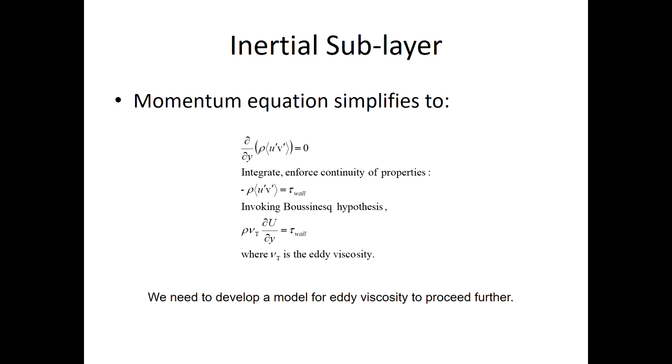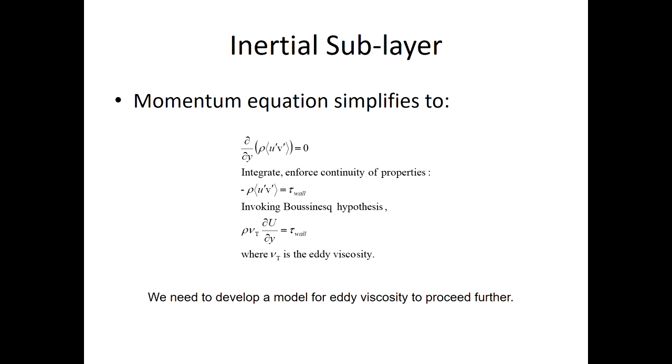Now, this is a Reynolds stress. Boussinesq said a Reynolds stress term can be modeled by density times some eddy viscosity coefficient, which needs to be found, needs to be modeled, times the mean flow velocity gradient, equal to tau at the wall. So the bottom line is, how do I find this eddy viscosity? So this is what we needed to do.